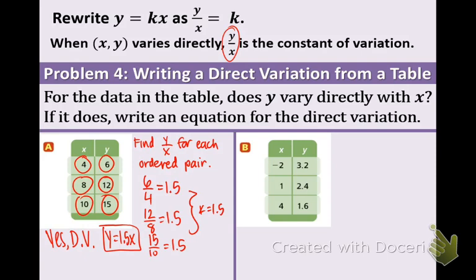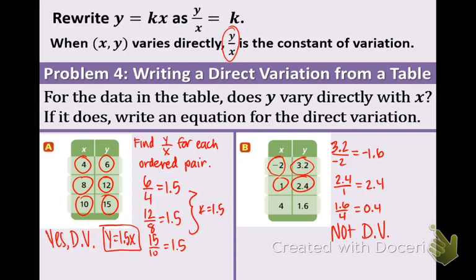Part A is done. Now we're going to do a very similar thing for part B. We're going to do y over x again. So 3.2 over negative 2 equals negative 1.6. 2.4 over 1 equals 2.4. And 1.6 over 4 equals 0.4. So as you can see, the ratio is not the same number for all data pairs. So that means that y does not vary directly with x. So this is not DV because the numbers are not the same.